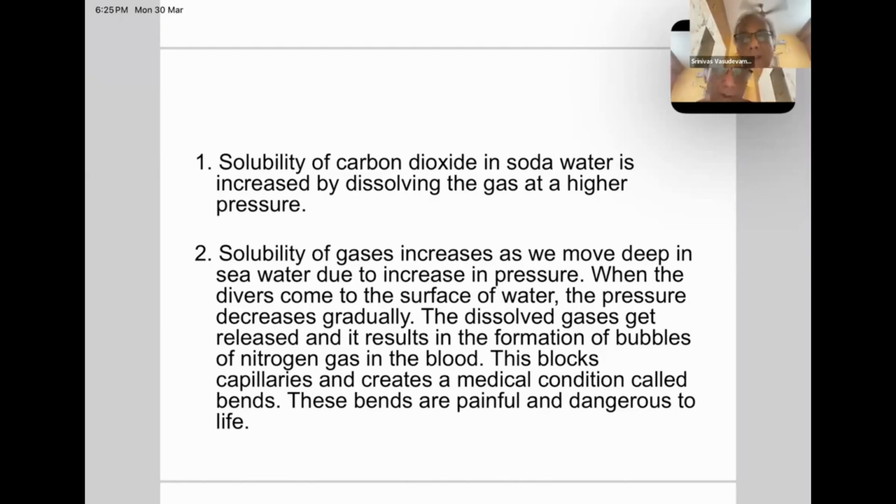This will block the capillaries. When the capillaries are blocked, we get a pain called the bends. So that is one of the applications of Henry's law. We have to reduce the concentration of N2 gas in the air.